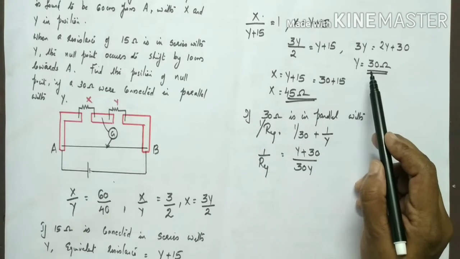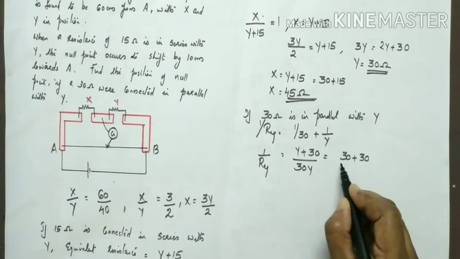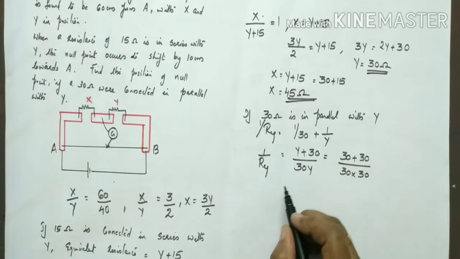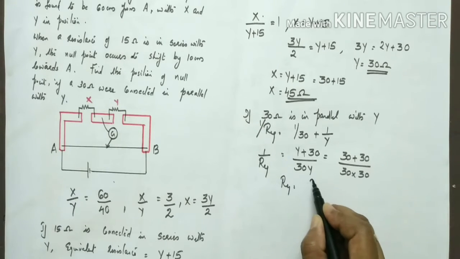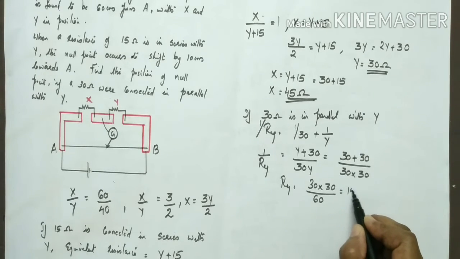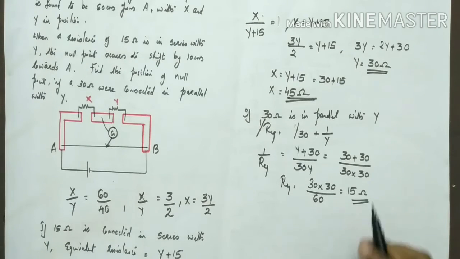And we know the value of y. What is the value of y? 30 ohm, isn't it? So 1 by R equivalent is 30 plus 30 divided by 30 into 30. So R equivalent is equal to 15 ohm. Right. The equivalent resistance is 15 ohm.